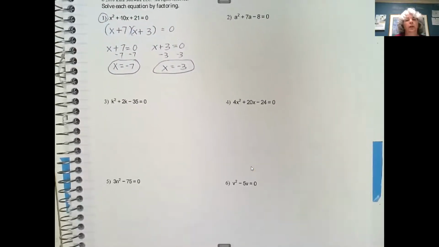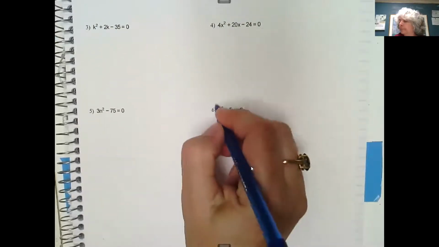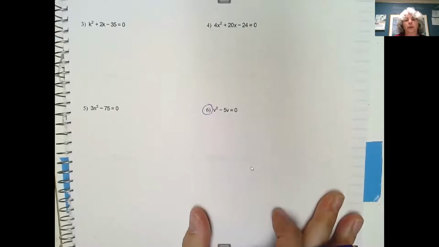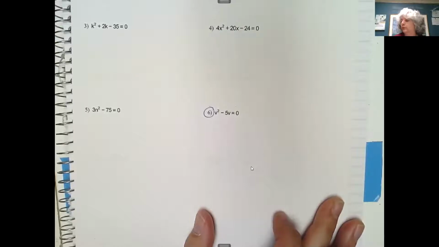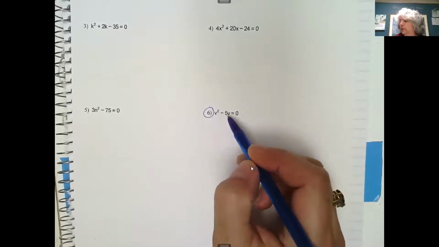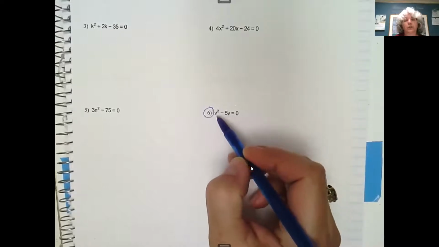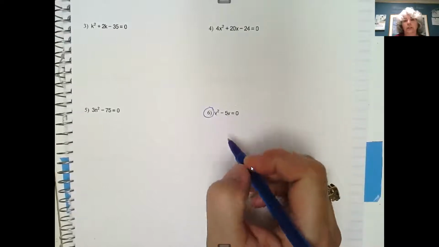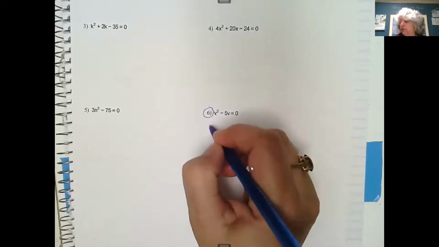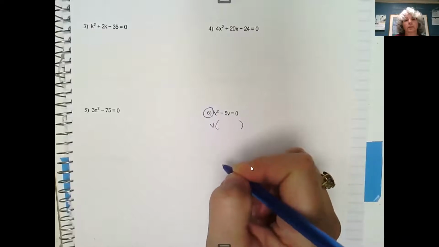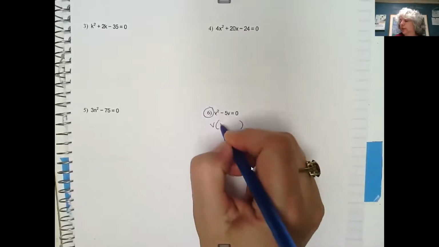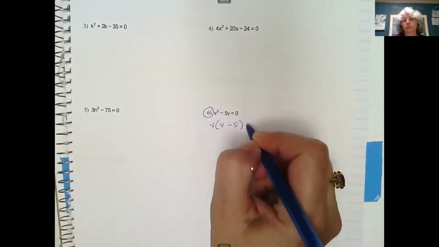All right, let's try number 6. So in number 6, we have not a trinomial, but we want to still solve this by factoring. So let's see what we would do to factor this. I know that there is a common factor between these two terms. Can you see it? Yeah, v. So v gets factored out, and then I'm going to write down what's left in the parentheses. If I factor out a v, I have v minus 5 left over.